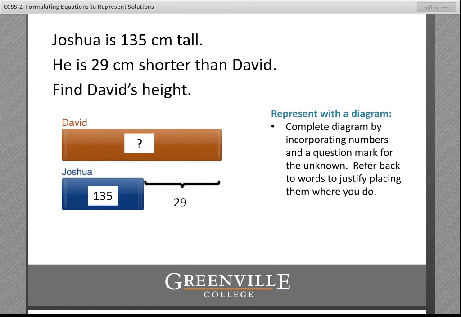Now, take a look at the diagram. Do you see how the diagram reveals that our unknown is an addition problem? To find the unknown, we essentially have Joshua's height plus 29 more. That's not very obvious in the words, but the diagram makes it obvious.